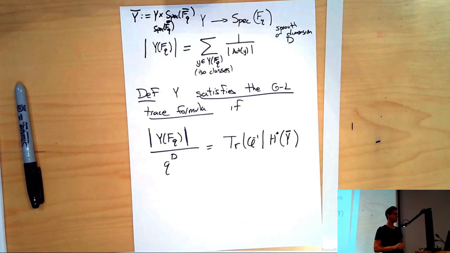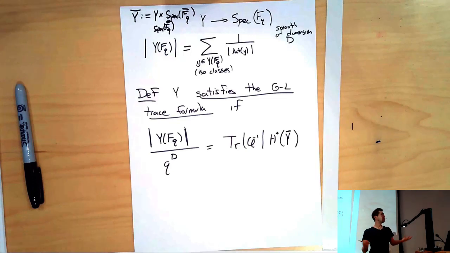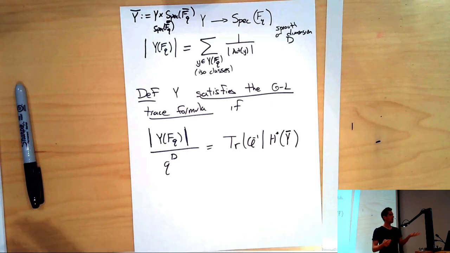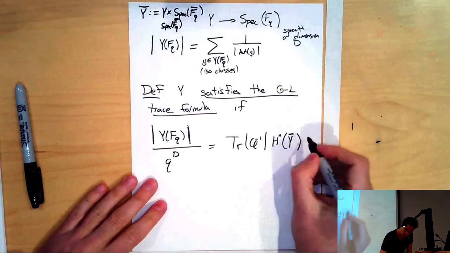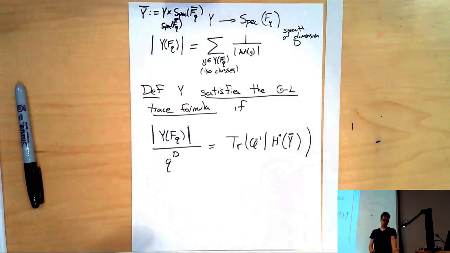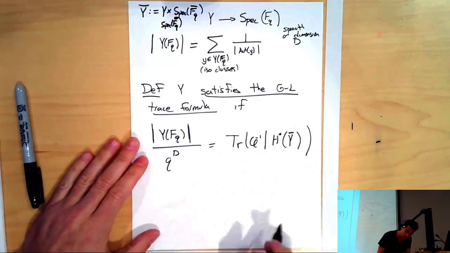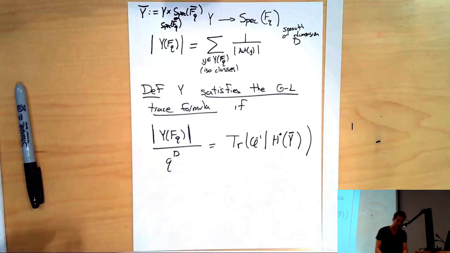Can you say what it means for a stack to be smooth of dimension D? You said Y was a stack, yes? Y is an algebraic stack, which means that it's locally an algebraic variety. It admits a submersive map from an algebraic variety. And smooth means that that algebraic variety is smooth. Thank you.